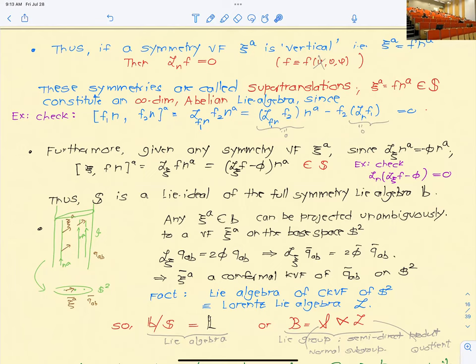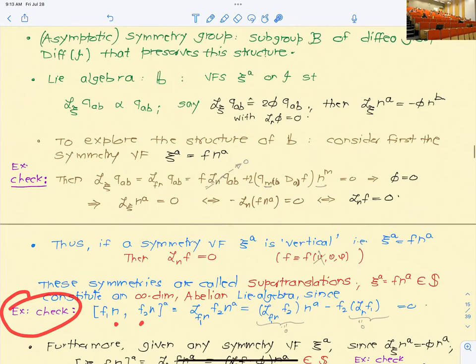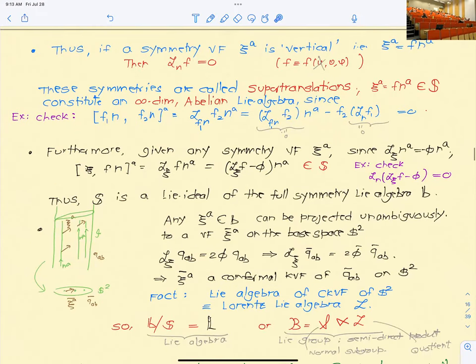So obviously, since F is a function of theta and phi, I have infinitely many generators of this symmetry group. And they commute. It is an exercise. Everything in purple here is exercise. Here, purple is exercise, so please do that. Please check that. You can easily check that they actually commute. So it's an abelian Lie algebra up here.